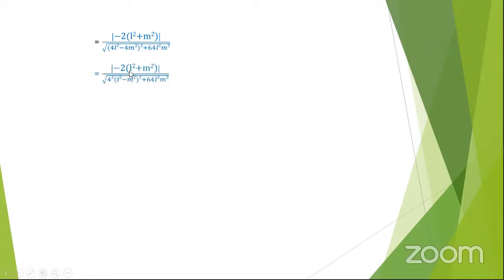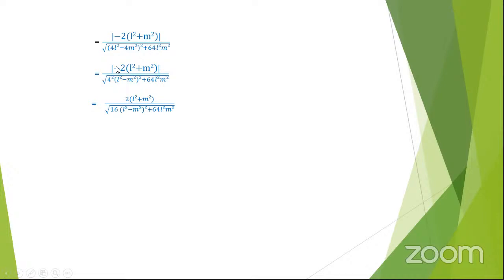That is equal to minus 2 (l square plus m square) by under root. From this under root, we have taken 4 square common from this term. So we get 4 square common, and we can write it as (l square minus m square) whole square plus 64 l square m square.